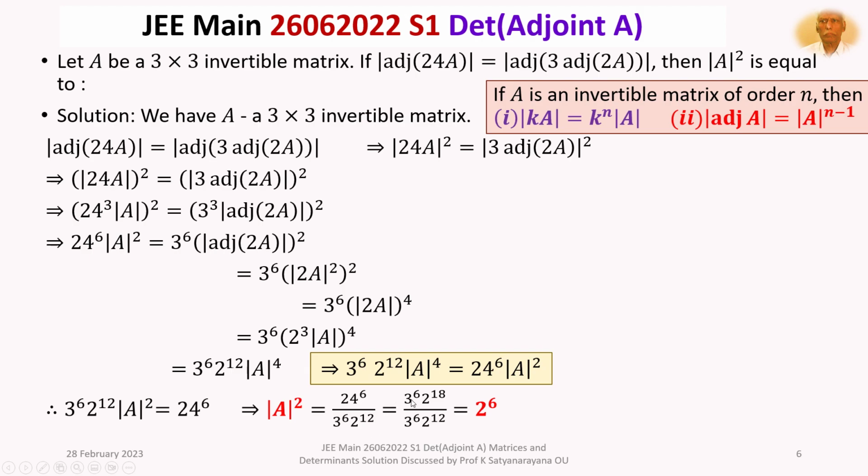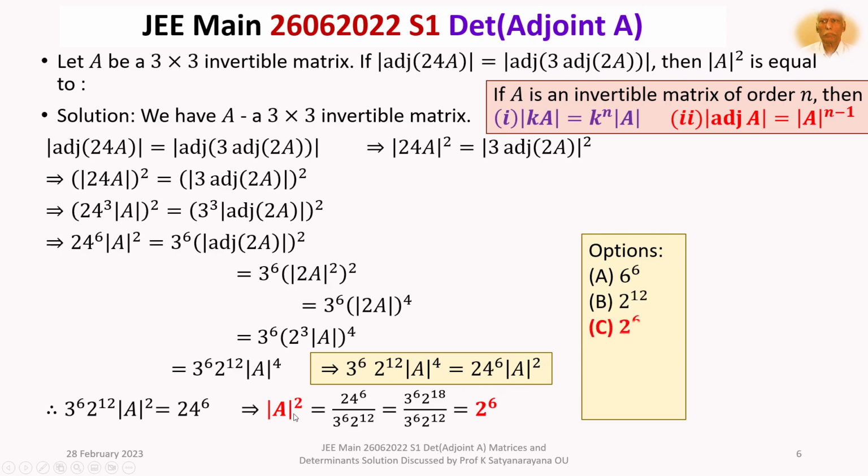For the numerator it is 3 to the power of 6 into 2 to the power of 18, and the denominator is 3 power 6 into 2 to the power of 12. 3 power 6 cancels. 2 power 18 divided by 2 to the power of 12 is 2 to the power of 6. Thus determinant of A square is 2 to the power of 6. That is what precisely we wanted to get as the answer. Let's look at our options. Our answer, determinant of A square is equal to 2 power 6, appears against option C. Therefore, the answer for this question is option C.